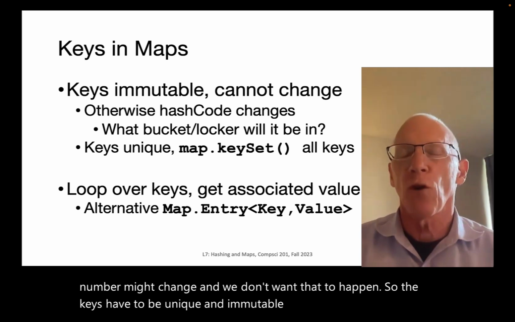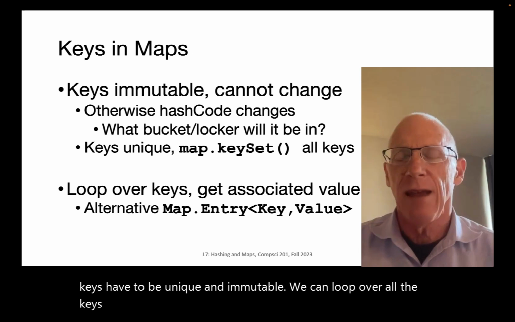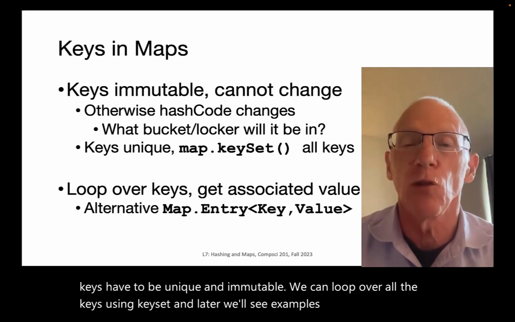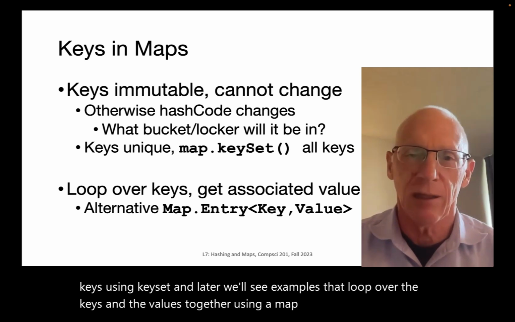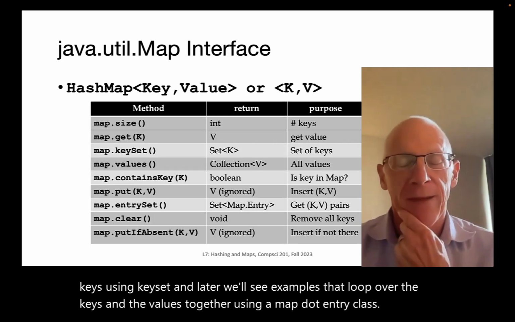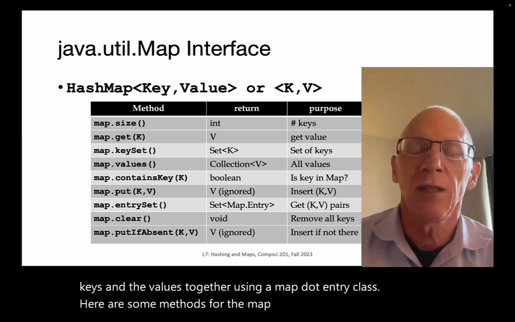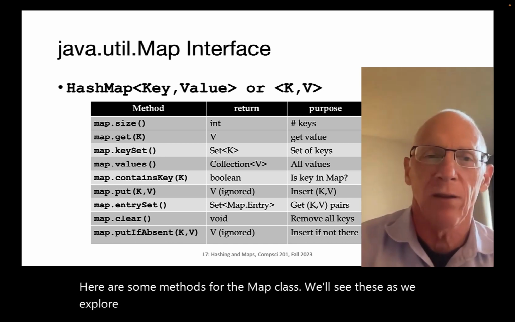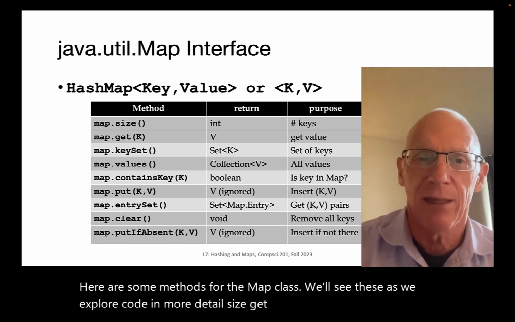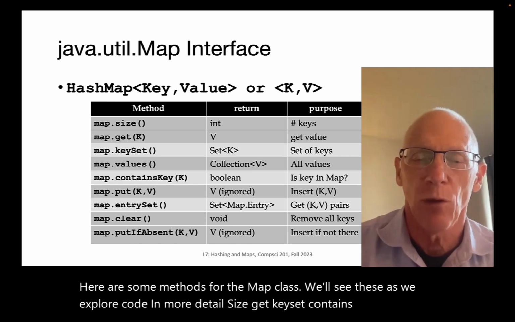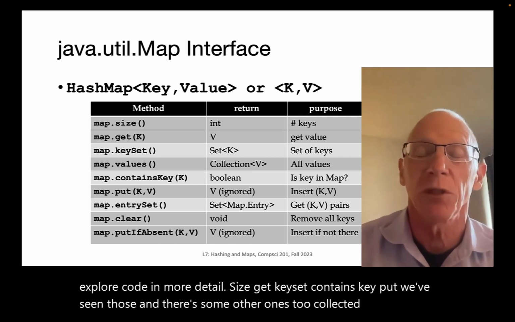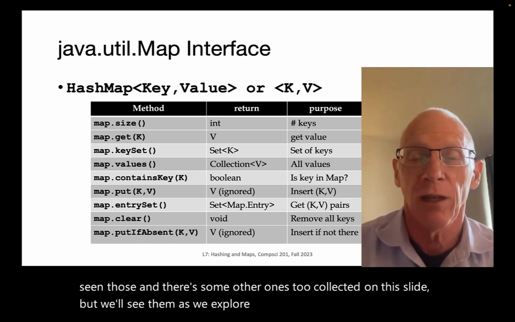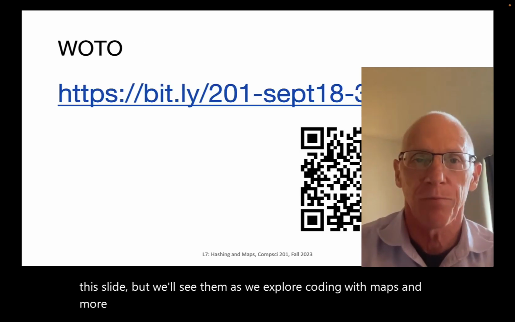We can loop over all the keys using keySet, and later we'll see examples that loop over the keys and the values together using a Map.Entry class. Here are some methods for the Map class. We'll see these as we explore code in more detail. Size, get, keySet, containsKey, put. We've seen those. And there's some other ones too, collected on this slide, but we'll see them as we explore coding with maps in more detail.